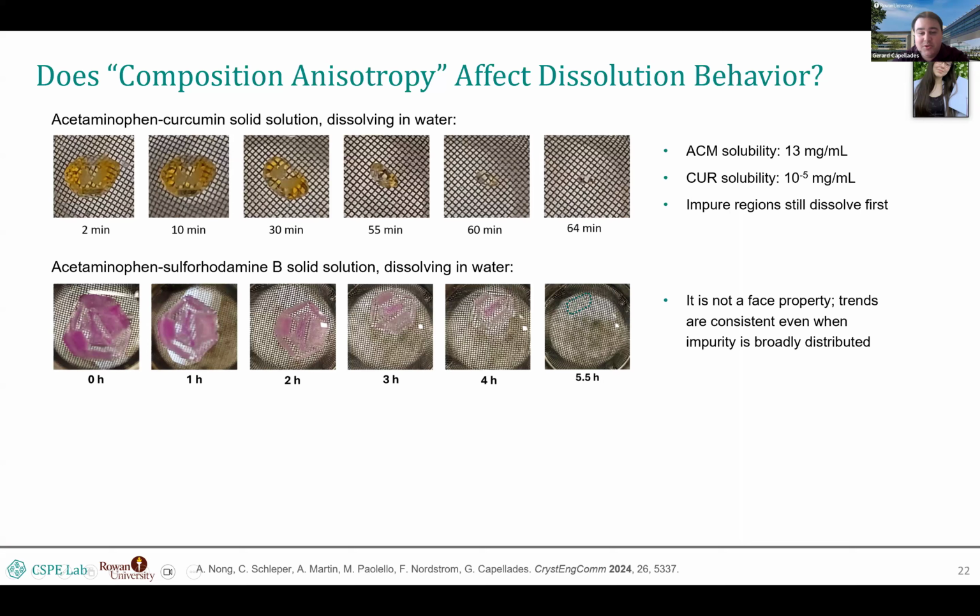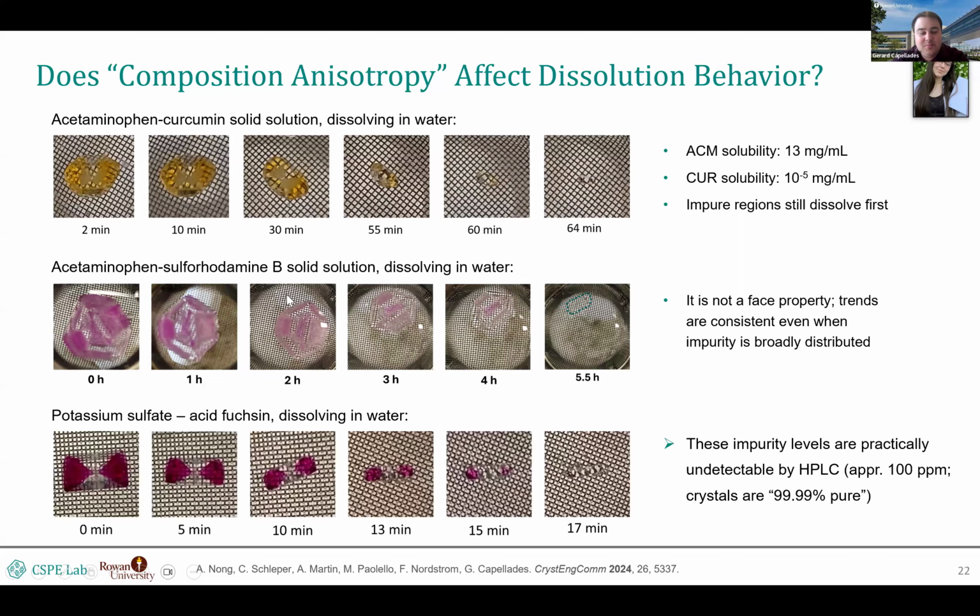Acetaminophen, sulforhodamine B. My student got very frustrated at this: what if it could be a consequence of one phase dissolving faster than the other? So she grabbed the crystal that contained the most random distribution of impurities, placed it in water, and of course, it also ended up removing the impurities first. Potassium sulfate, acid fuchsin, the famous system, same thing.